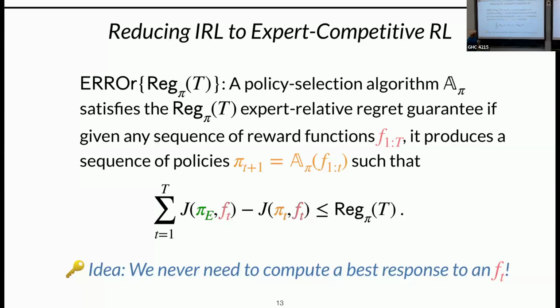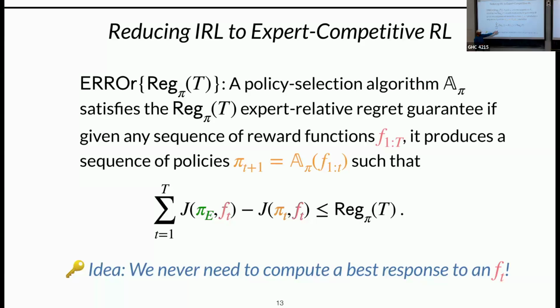Could you repeat the question once again? So my question is the following. Let's think about even just a single step. The way I pick pi_t is I pick the optimal policy under f_t. Then do I guarantee that I compete with the expert for that round? Are we assuming you can actually find the optimal policy for f_t? Yes, let's assume you can find the optimal policy. Then yes, because the optimal policy by definition is going to be at least as good as the expert under this reward function.